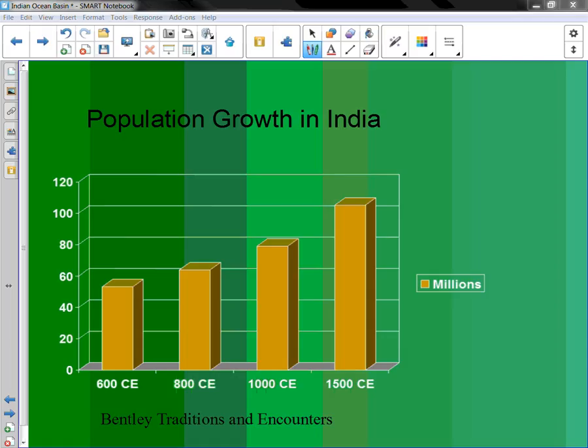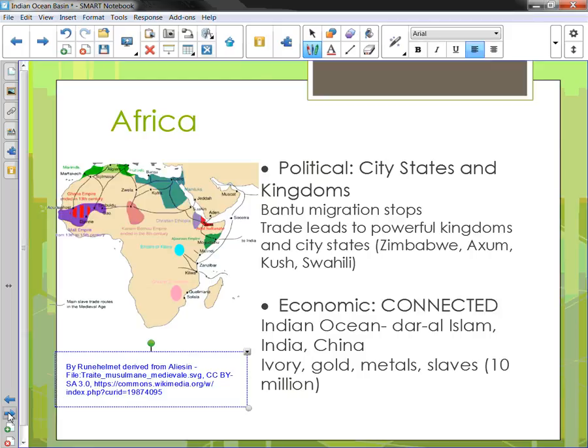All right, we're going to start this last section with an addendum to the previous section, which is, oh, hey, look, India's population is increasing, also because of irrigation and new crops, right? And urbanization, very similar to China. Doubling by 1500. Very impressive.